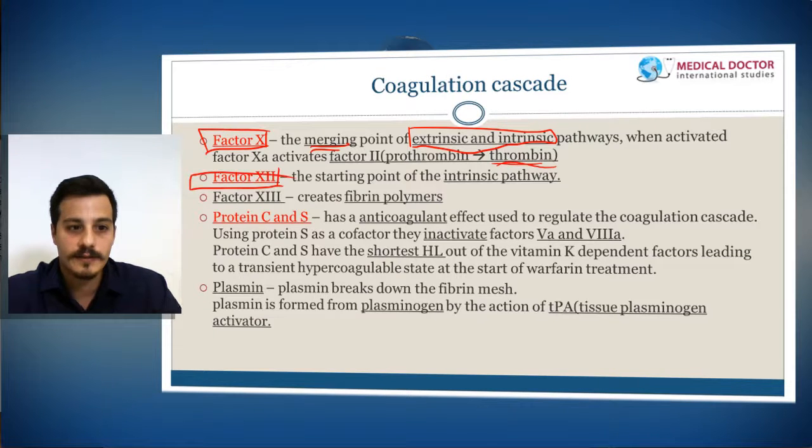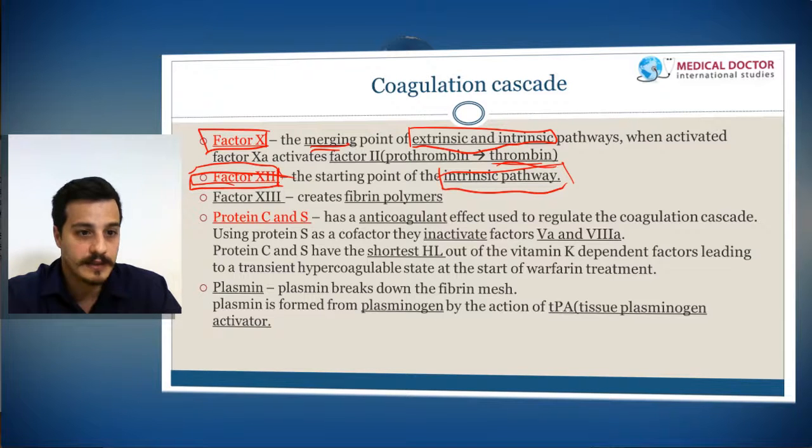Now, factor 12, as we've said before, is the initiating point of the intrinsic pathway. And again, as it is highlighted in red, it is also vitamin K dependent. Now, factor 13, as we said before, is responsible for the interlinking of fibrin to create the fibrin polymers and the actual proteinaceous mesh.